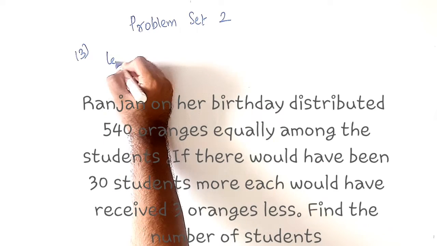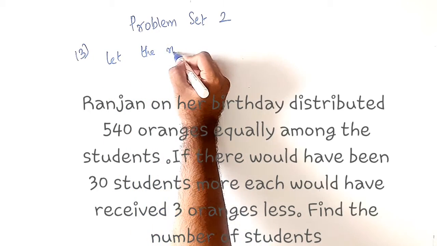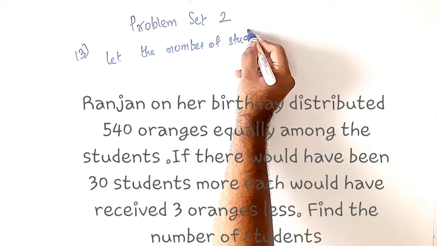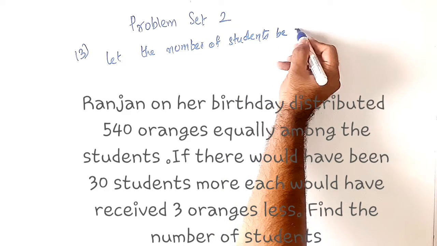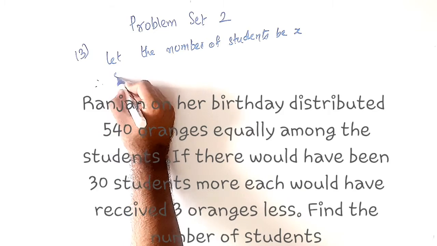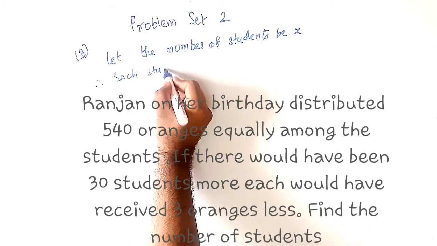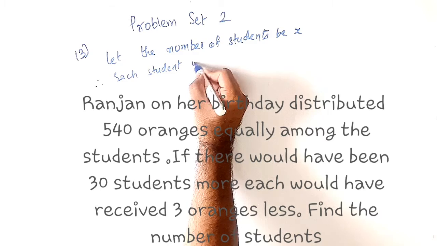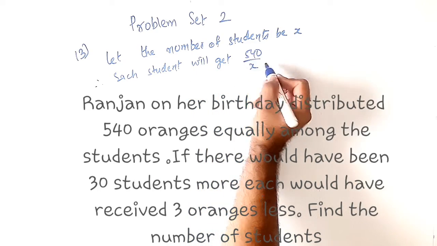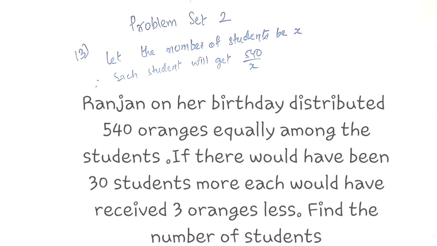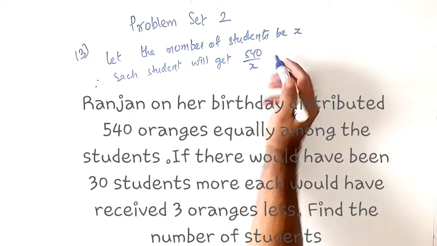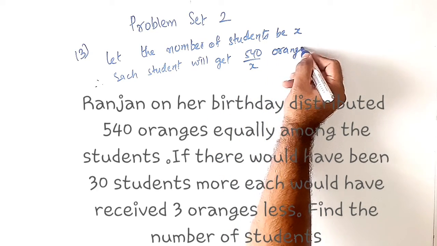So very simple. Whatever we are asked to find, we'll take it as x. Let the number of students be x. Then each student will get how much? 540 upon x. Simple division, yes or no? There are 540 oranges upon the number of students. This much of oranges they will get.